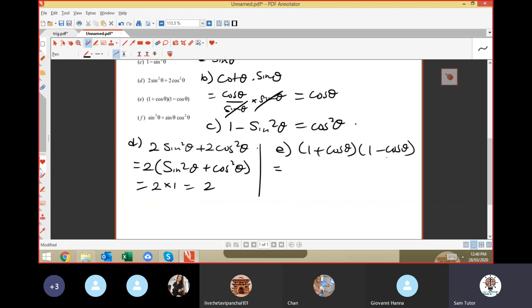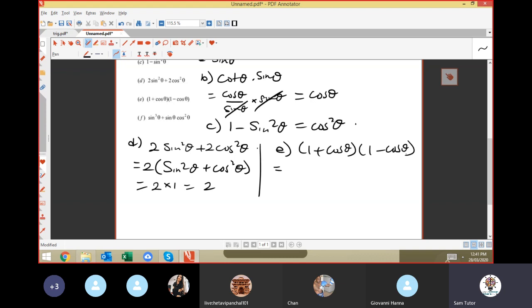Does this ring a bell from something you've learned this term? You're expanding the bracket. Yes, but specifically this type. Look at it. 1 plus cos, 1 minus cos. It's a special case of expanding. It's not coming to you? No. Okay, that's fine. Anybody can help us out with what I'm trying to say here? Isn't it like difference of 2 squares? Beautiful. It is a difference of 2 squares.